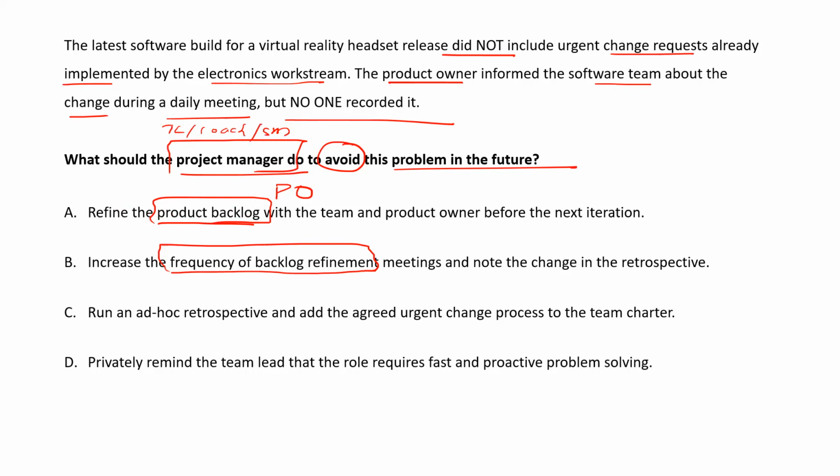So A and B are gone, remaining C and D. And what is the task of the project manager in Agile? Facilitation. And which answer is representing facilitation here?